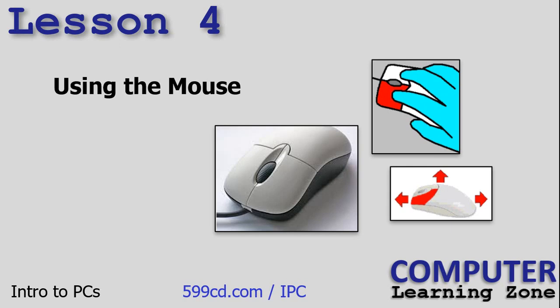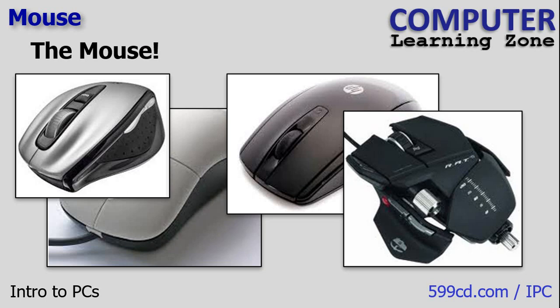In lesson 4, we're going to talk about using the mouse. A computer mouse is a peripheral input device that is used to interact with the computer's graphical user interface. The mouse has been a fundamental input device for desktop and laptop computers since its invention back in the 1960s. Yeah, it's been around a while.